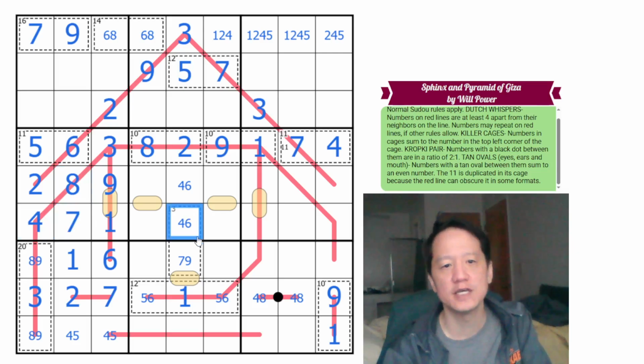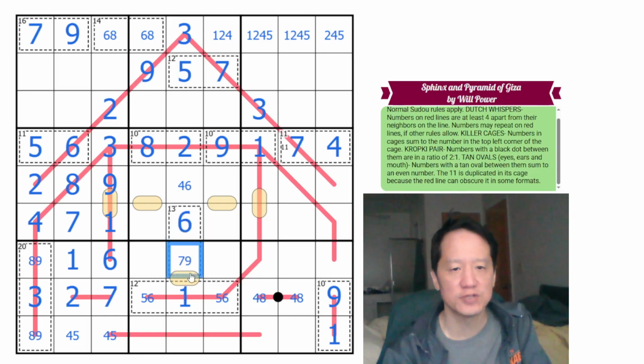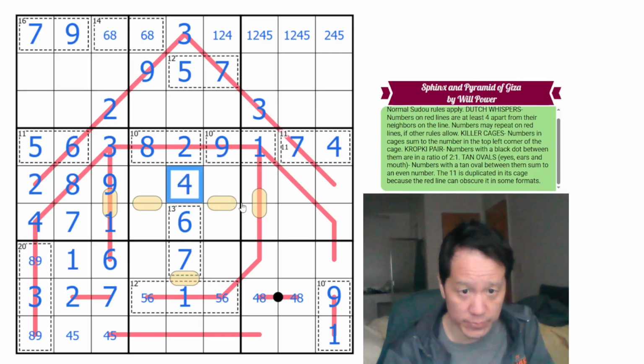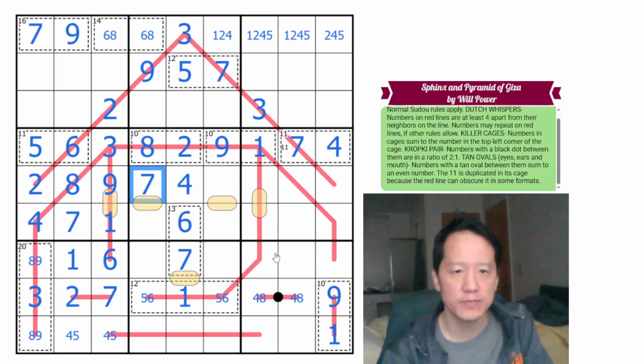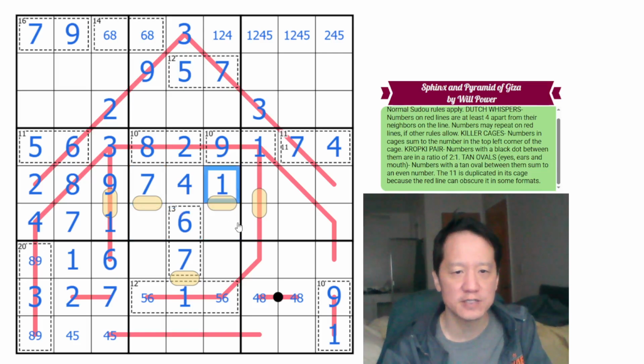This 4 means this can't be 4, so this is 6, which must add up with 7 to add up to 13. So this is 7. This has to be a 4 now. Where's a 7 in the central box? Can't be here, so it must be here. The remaining digits are 1, 3, and 5. These can't be 1. Where's the 1 in the box? It has to be here. So this is 3 or 5. This is 3 or 5. And this can't be 1 anymore.